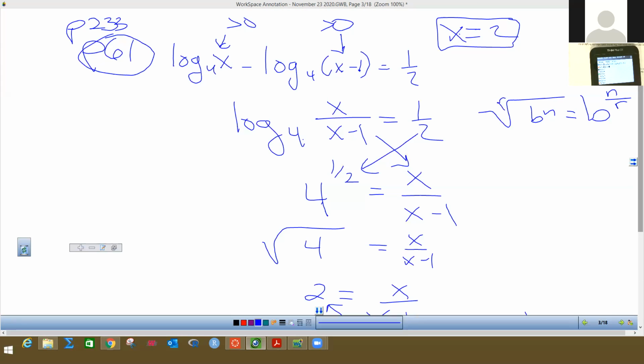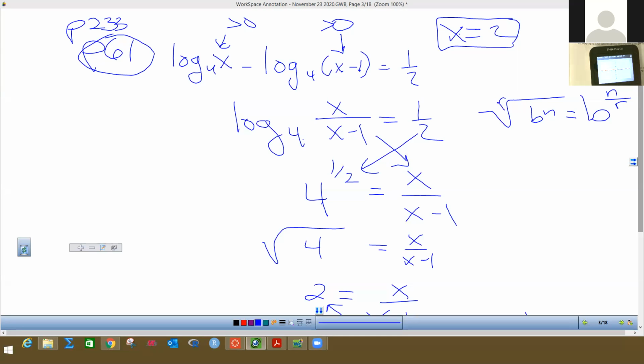And then we're going to graph this thing. So I'm going to hit graph. Oops, I need to change my window to -10 to 10. So here comes my graph. There's my log. That's the log base 4 of x minus the log base 4 of x minus 1. And there's my graph of a half right there. So where those two lines intersect is my solution.